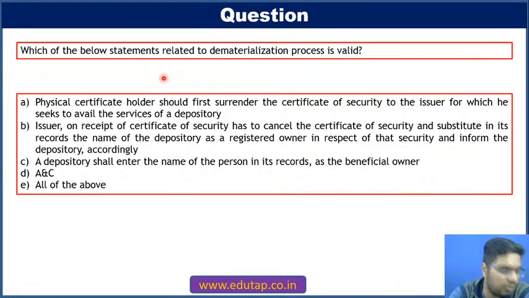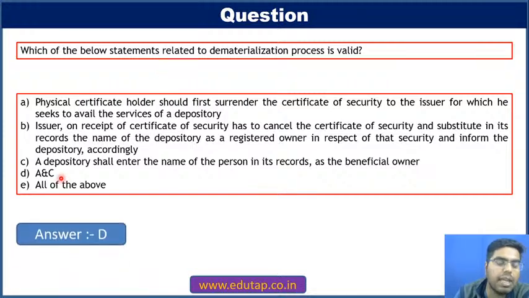For this question, I'm telling you one important point. D is the correct answer. A and C. B is the wrong answer. Why is B not correct? Because B is the process for transfer of shares.